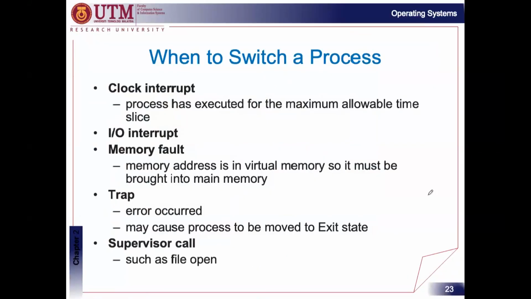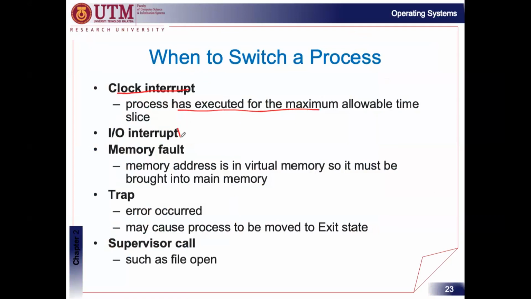Okay, when to switch a process. There are many kinds of triggers, to start it or to invoke it. Like at the beginning, I mentioned fork. Fork is one of them, the word used to create another process. Another one is a clock interrupt: the process has executed for the maximum allowable time, so they will have to change.